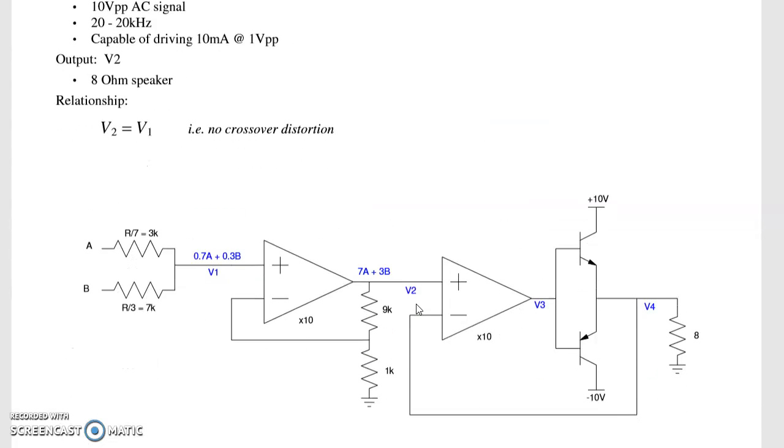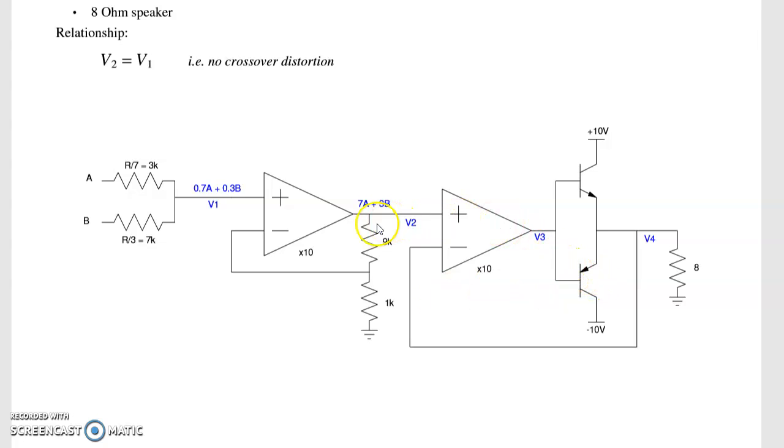On problem 2, if I want to drive an 8 ohm speaker, what I do is I take that output and connect it to a push-pull amplifier. These transistors amplify the current, so if I have 1 milliamp at the op amp, that'll be times 1000, gives you 1 amp at V4. The op amps are capable of about 50 milliamps, but not capable of 1 amp to drive a speaker.